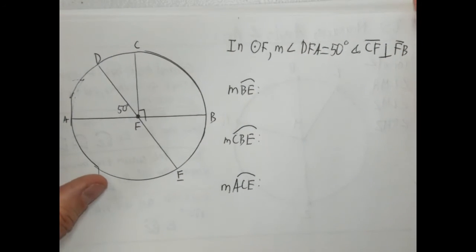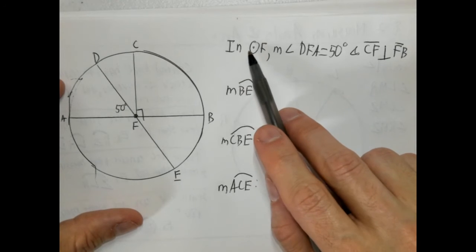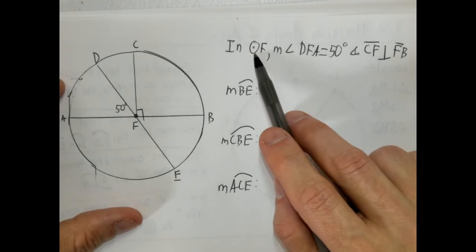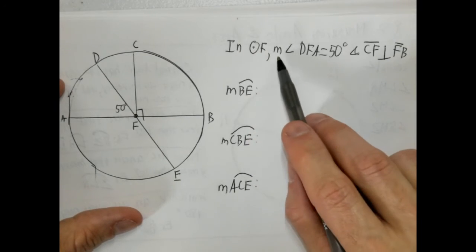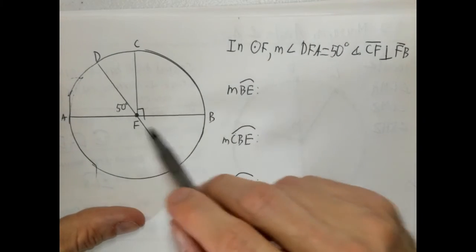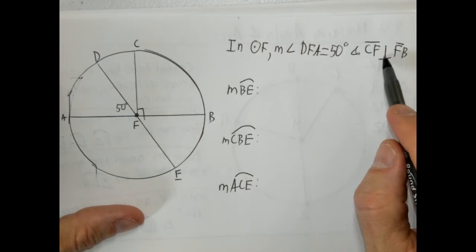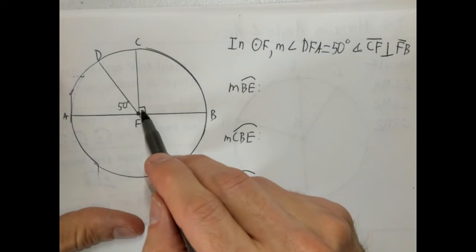All right, so this is another example we're going to try here, and there's some information given to us. This means circle F, by the way. This is the notation for circle. So in circle F, the measure of angle DFA is 50 degrees, which is marked here. So DFA is here, 50 degrees. And CF, which is here, is perpendicular to FB. That's why it's a 90-degree angle here.